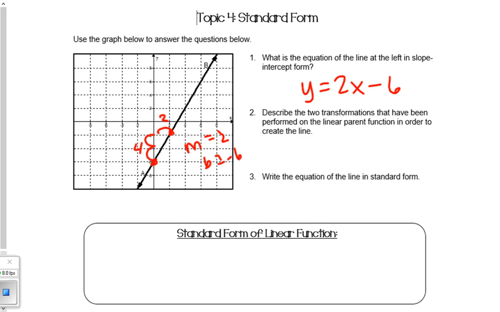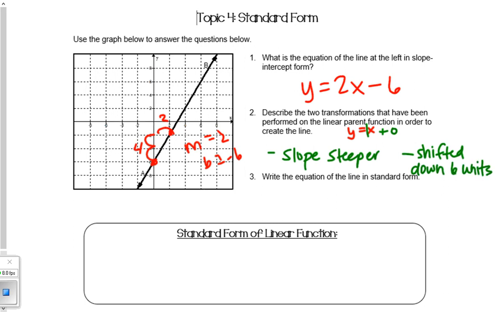Okay. Number 2 is a real throwback question. Describe the 2 transformations that have been performed on the parent function, which we know is y equals x, in order to create the line. Well, parent function slope is 1. Parent function y-intercept is 0. So I know that my slope has been increased, so the slope is steeper. And I know that my y-intercept has decreased, meaning it has shifted down 6 units if we want to be particular. Okay, just a little throwback question there.